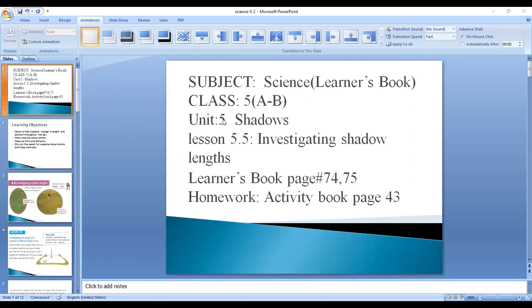Subject Science, Unit 5 Shadow, Lesson 5.5 Investigating Shadow Lengths. Learner book pages 74 and 75, Homework Activity book page 73.